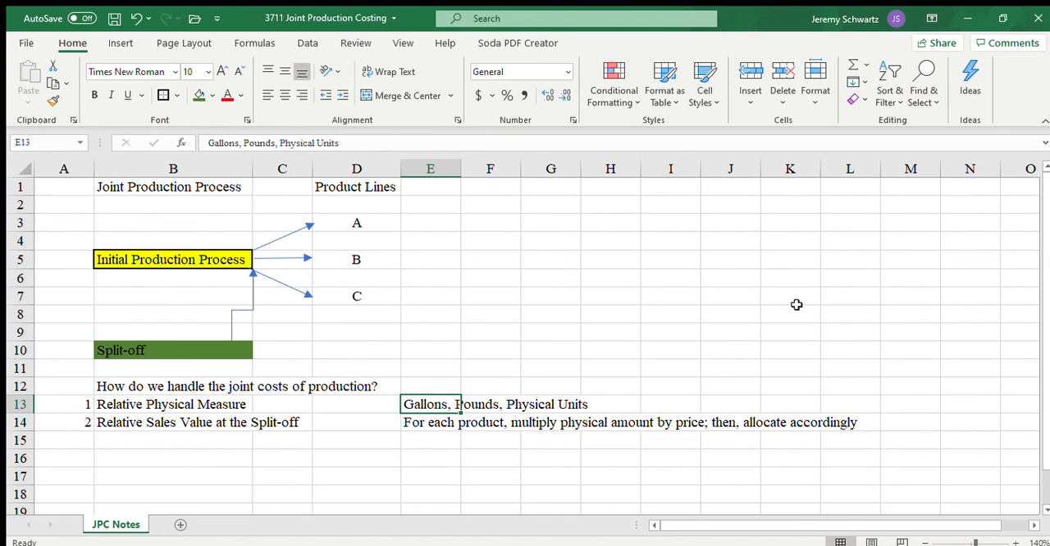Whereas for the relative physical measure method, what we would need to do is allocate this based purely on the physical output, either gallons, pounds, whatever the physical units might be. So this is definitely based on the relative physical measure.